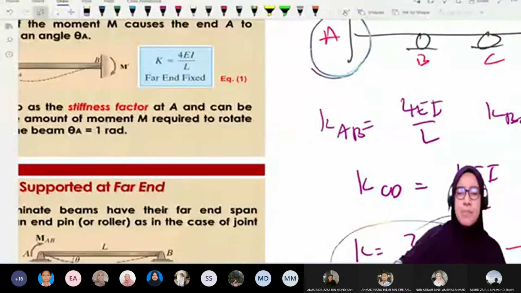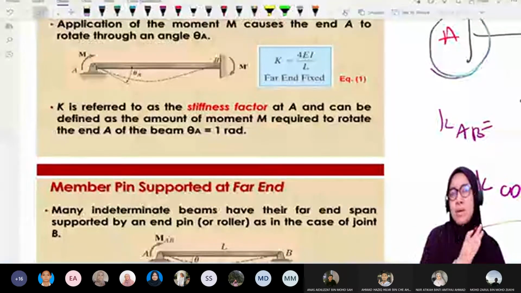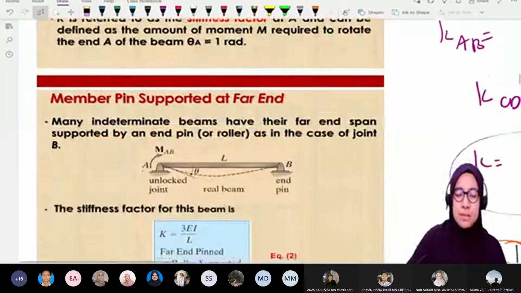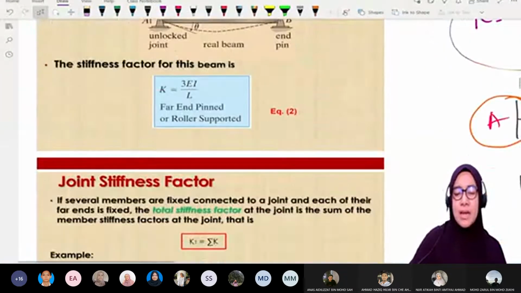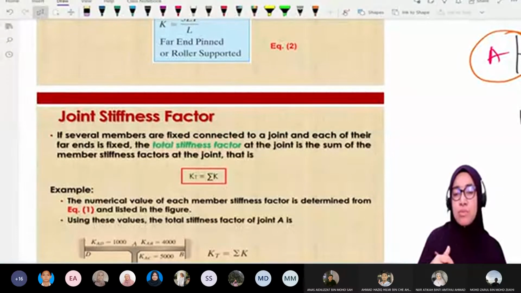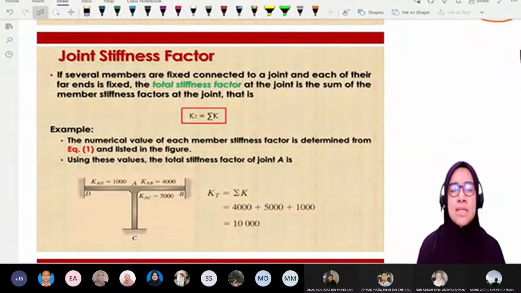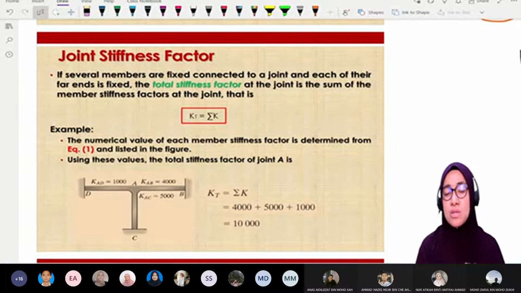Tapi for the first example, kita fokus on yang ni dululah. Yang A pun fix, D pun fix. Dia ada detail explanation dalam textbook, ada derivation. Tapi derivation tu tak tanya dalam test, dalam exam tu tak tanya. So don't worry, just focus on how to calculate the right K. Lepas tu dia ada joint stiffness. Joint stiffness ni total K.